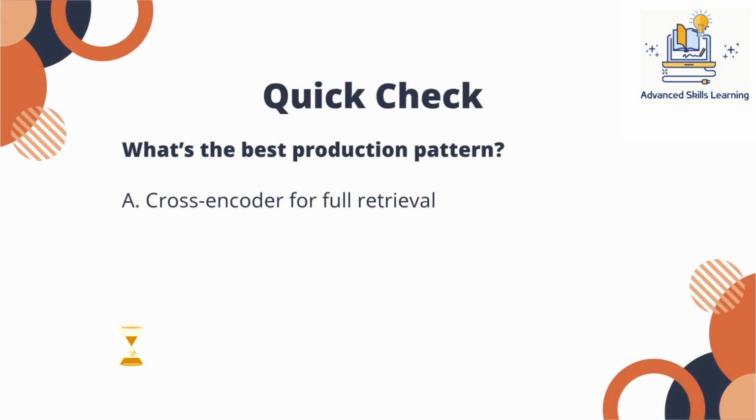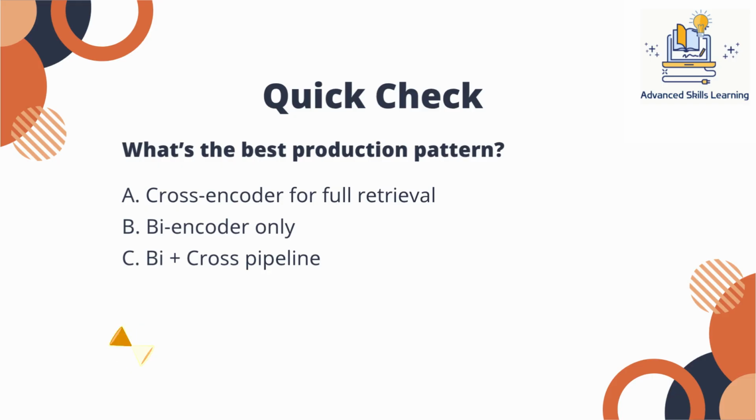Quick check. 2 seconds. What's the best production pattern? A. Cross-encoder for full retrieval. B. Bi-encoder only. C. Bi plus cross pipeline. Keep your guess. The answer is C.